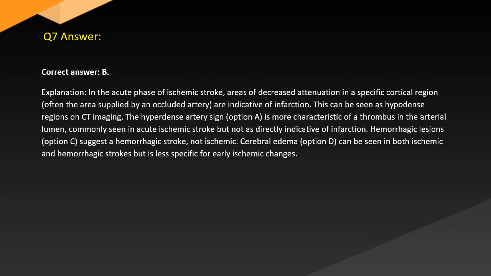Answer. Correct answer: B. Explanation. In the acute phase of ischemic stroke, areas of decreased attenuation in a specific cortical region, often the area supplied by an occluded artery, are indicative of infarction. This can be seen as hypodense regions on CT imaging. The hyperdense artery sign, option A, is more characteristic of a thrombus in the arterial lumen, commonly seen in acute ischemic stroke but not as directly indicative of infarction. Hemorrhagic lesions, option C, suggest a hemorrhagic stroke, not ischemic. Cerebral edema, option D, can be seen in both ischemic and hemorrhagic strokes but is less specific for early ischemic changes.